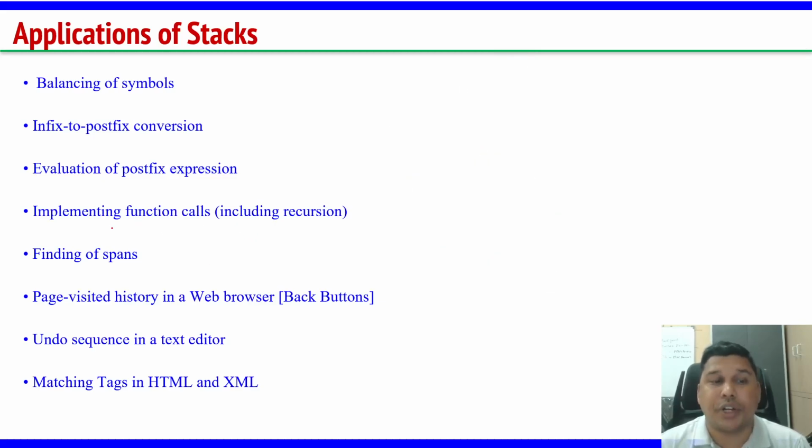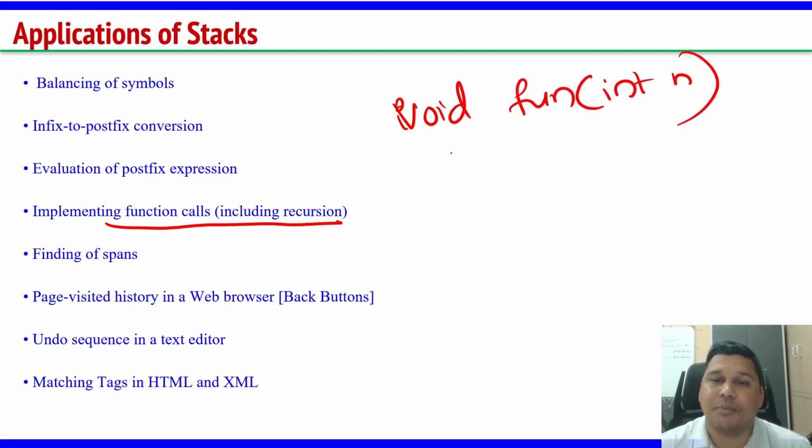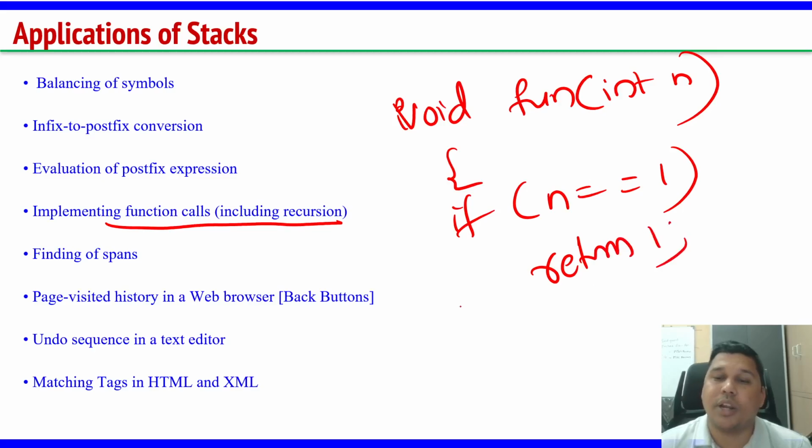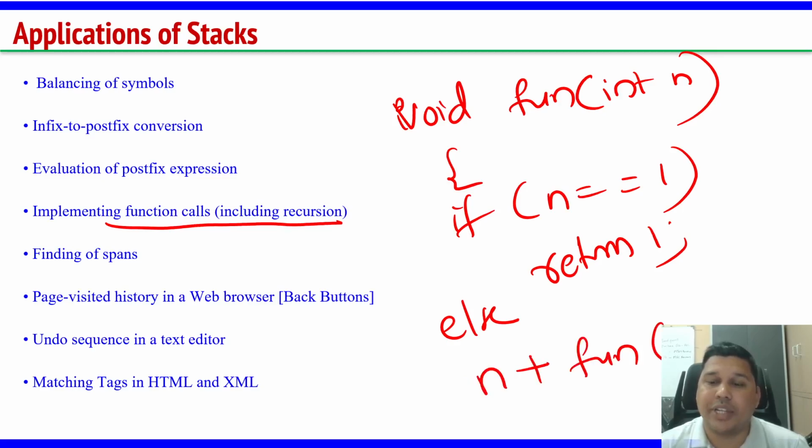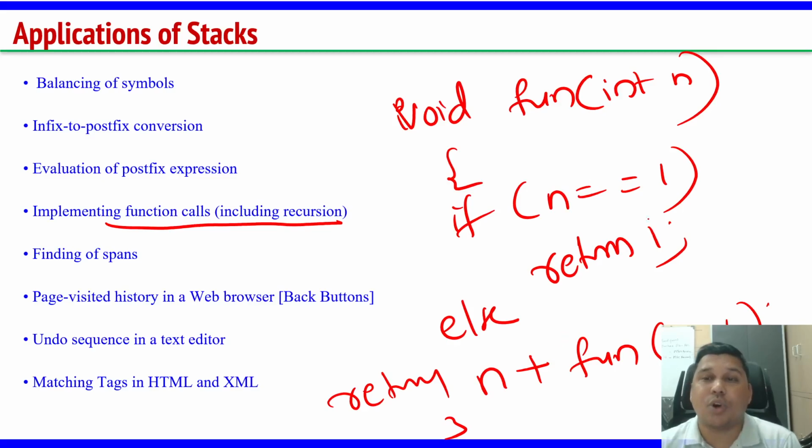See, this I think you are aware of. Implementing function calls, that is recursion. When you write a recursive function, void fun of int n, if n is equal to 1, return 1. Else you will write some n plus fun of n minus 1, something like this, return, right. See, it is calling itself in recursion. Again, this is just an example. We are yet to study recursion in this course. Calling the same function itself is called recursion. Recursion uses the stack data structure.